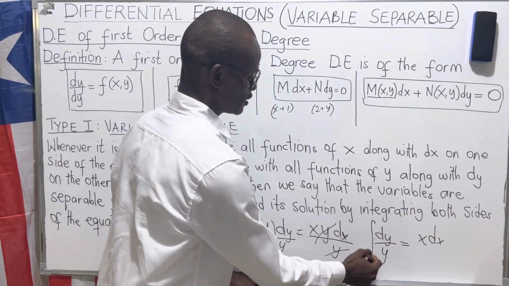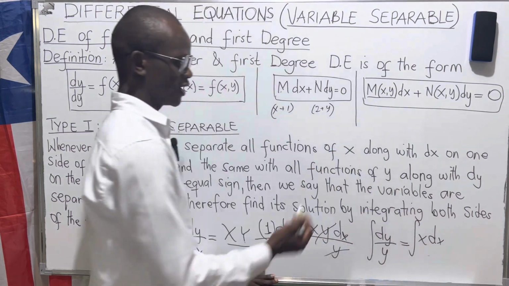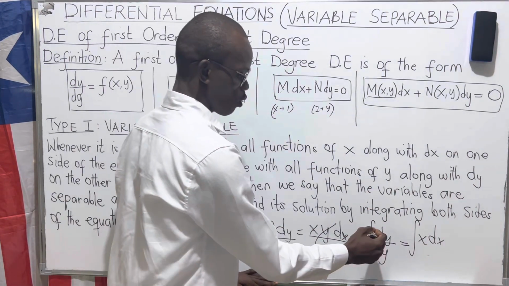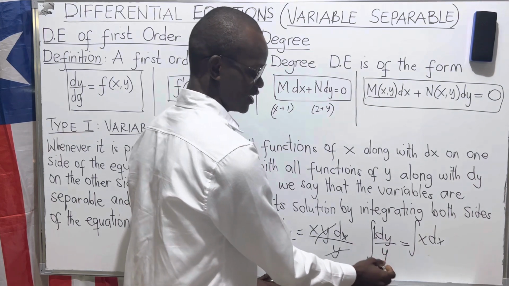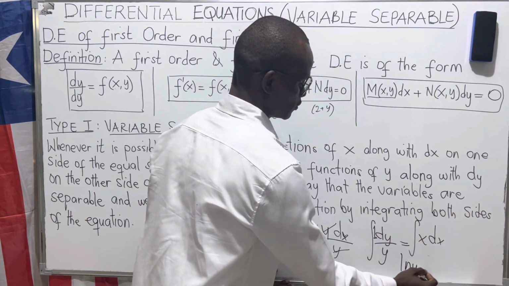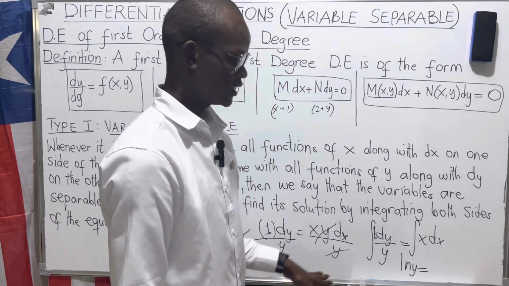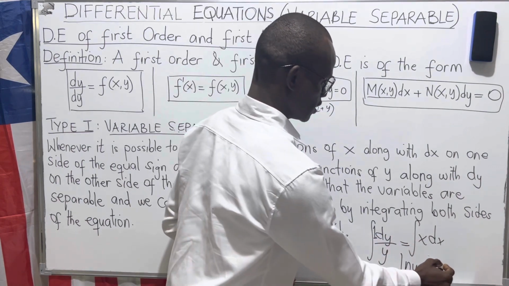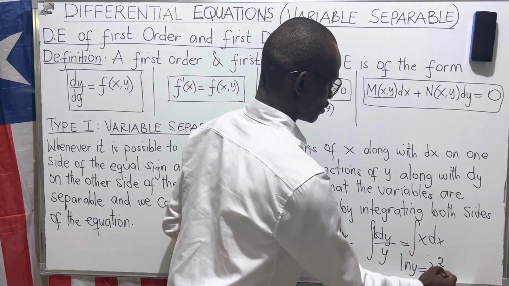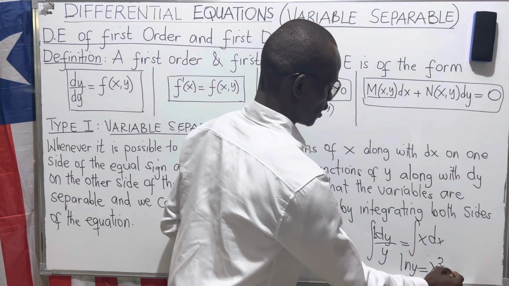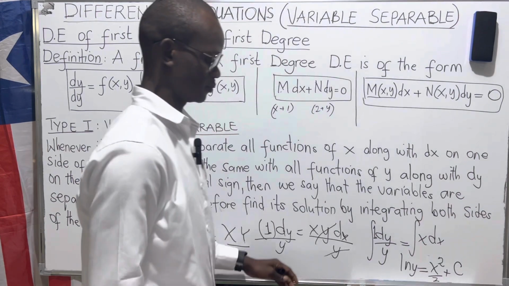So we take the integral of this side, and we take the integral of this side. The integral of 1 over y is just ln of y, equals the integral of x, which is x raised to the second power divided by 2, plus some arbitrary constant c.